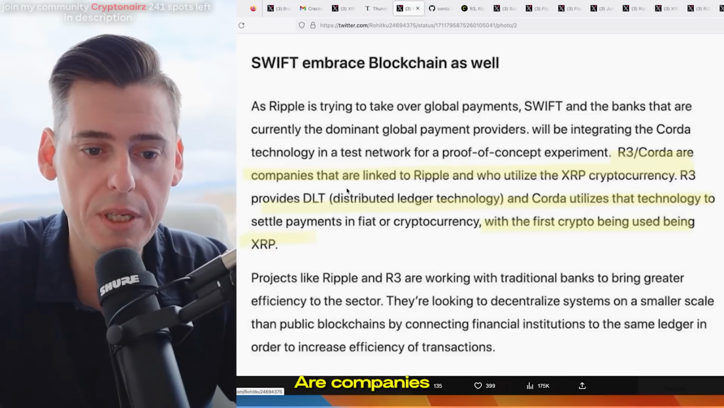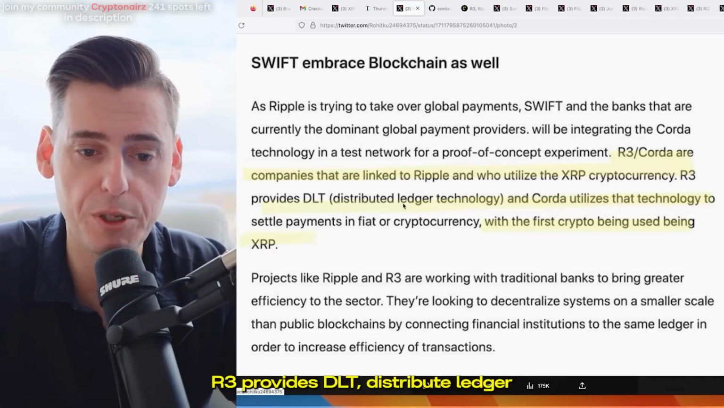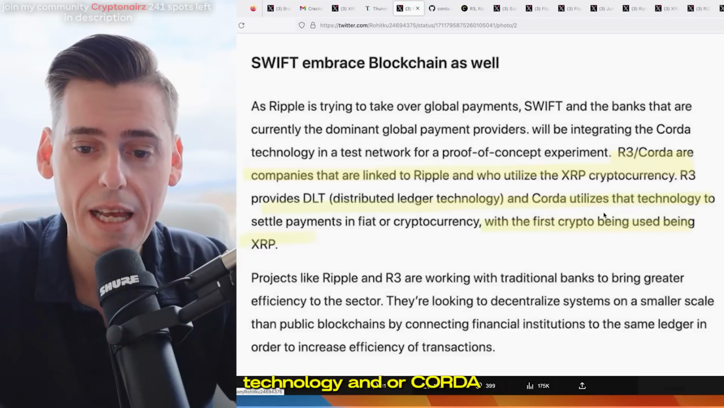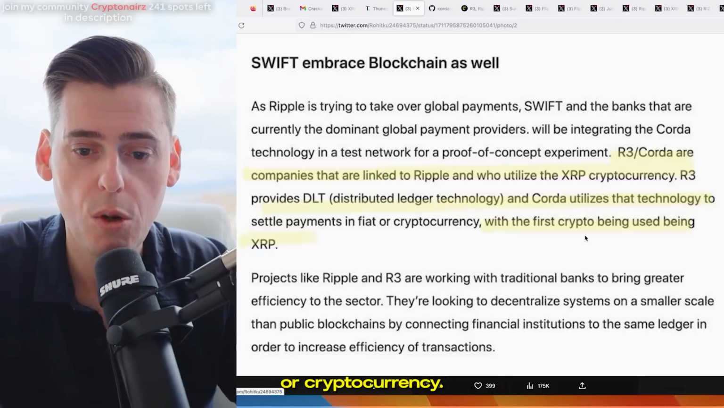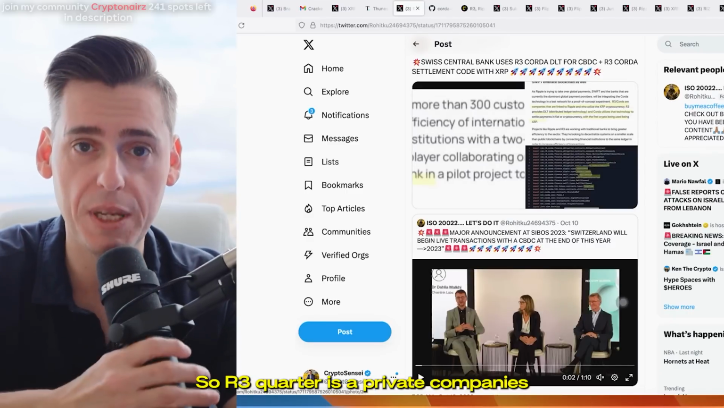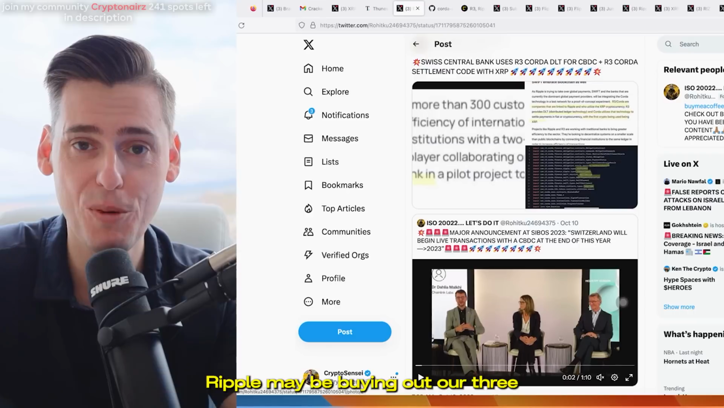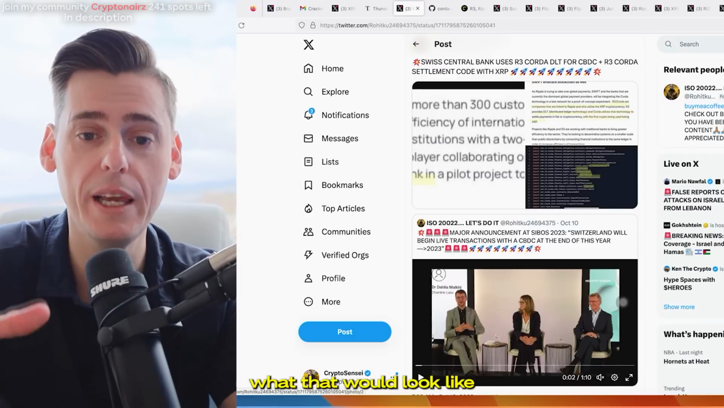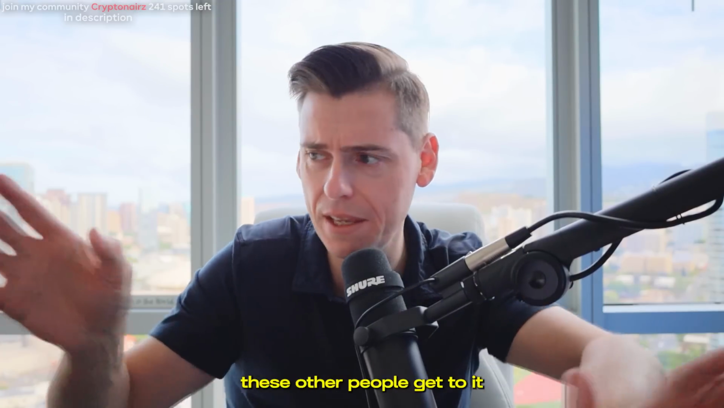R3 Corda are companies that are linked to Ripple who authorize the XRP cryptocurrency. R3 provides DLT, distributed ledger technology, and Corda utilizes that technology to settle payments in fiat or cryptocurrency, with the first crypto being used as XRP. So R3 Corda is a private company. It's a private blockchain that is used. I'm actually doing a video on Ripple maybe buying out R3, what that would look like if they could, and I will make that video later today so it comes out before these other people get to it.